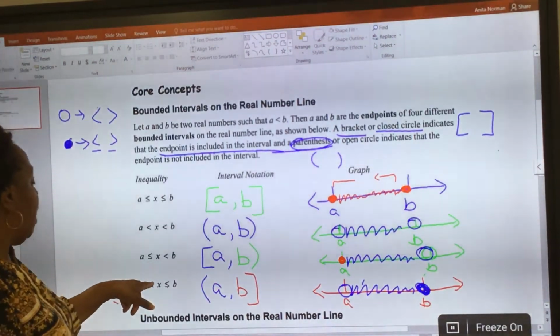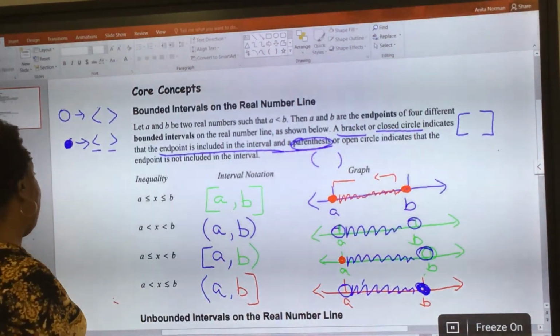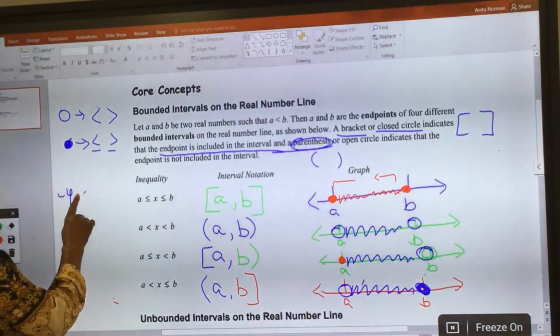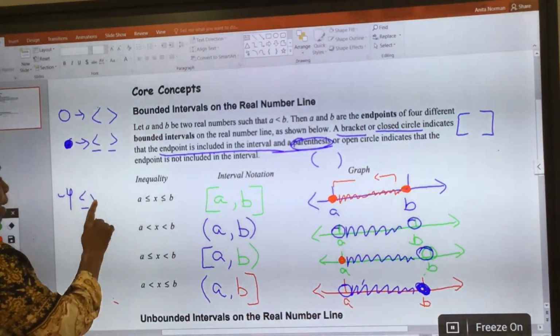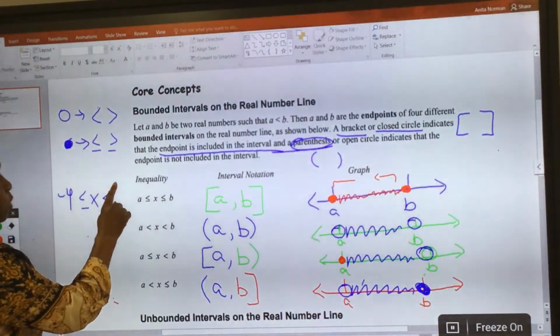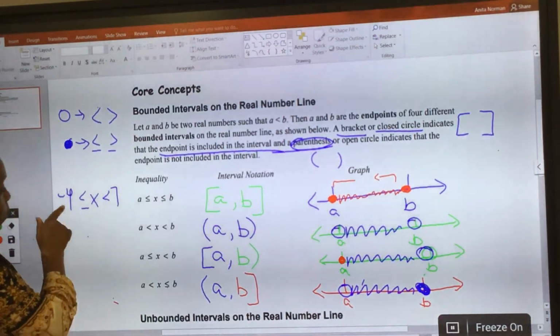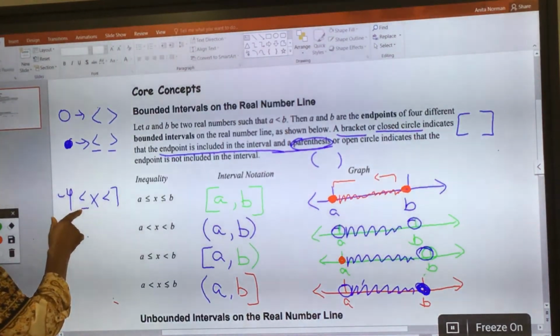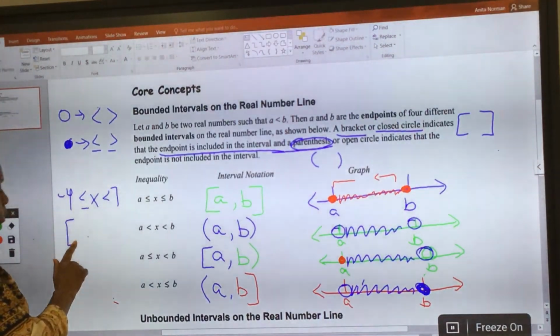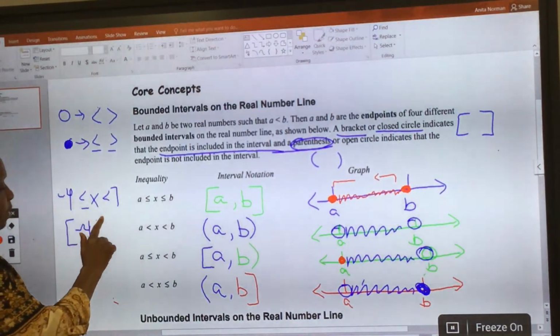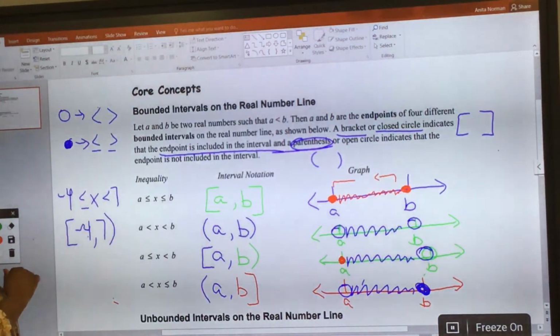So what would that look like if those had numbers in them? If I gave you -4 is less than or equal to X is less than or equal to 7, what would that look like in an interval? So here I've got less than or equal to, so that's gonna be closed, -4, comma, 7, parentheses.